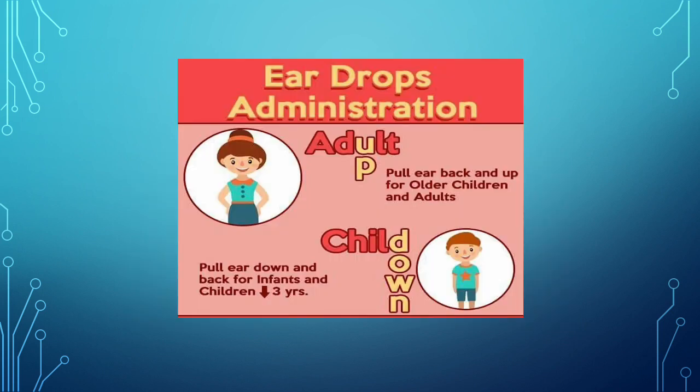For eardrops, I'm going to give you a simple tool that should help remember how to administer them. When you're administering to an adult, you want to pull the ear back and up. If it's for a child, you're going to pull the ear back and down.